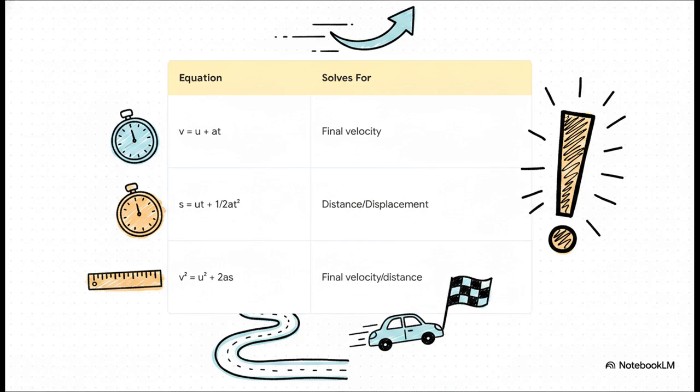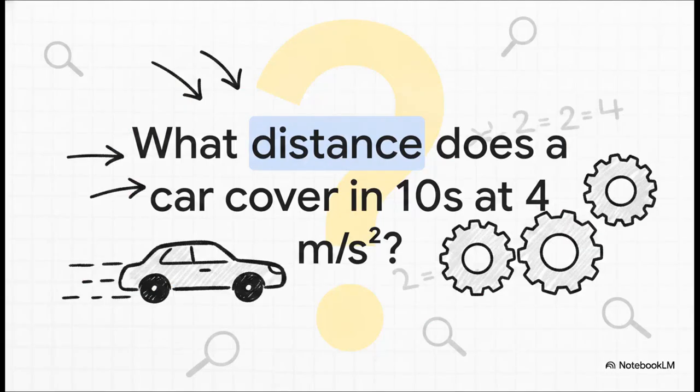If the question gives you no information about distance, use the first equation. If you need distance and you have the time, use the second. If you don't have the time parameter at all, the third equation is your go-to. Let's move to a direct application and see how this builds our problem-solving muscles. Read the question carefully and look for the hidden variables.